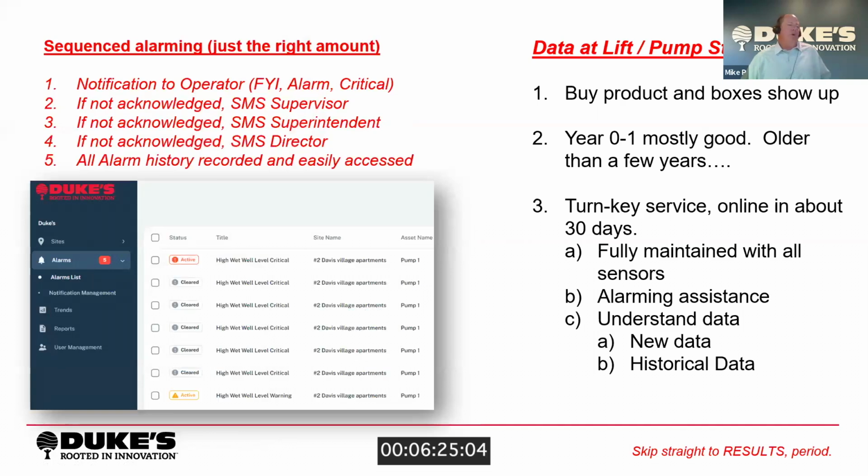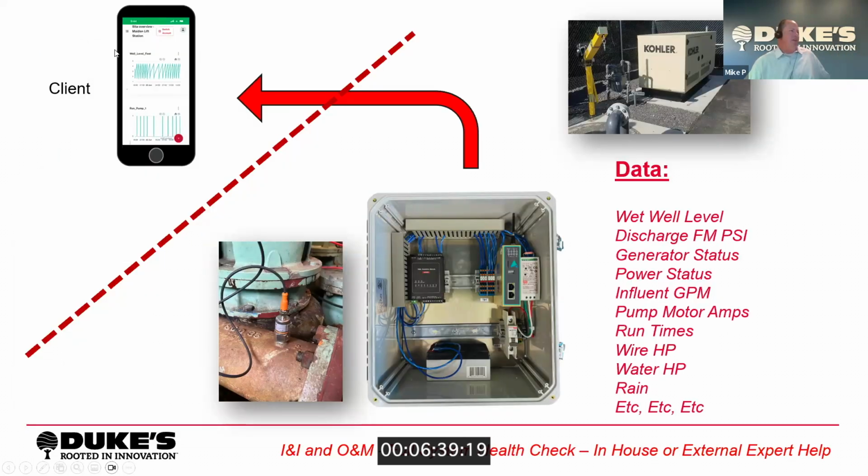So, an important part of all of this is the right amount of information needs to get to the right people. In my opinion, no more and no less. All the alarm history is recorded from the very beginning, very easily accessed with a couple of clicks. Again, to stress the general idea, all of this stuff to the bottom right of this dash line, that's to be provided as a service. The client can just log in, see the data, do what needs to be done.